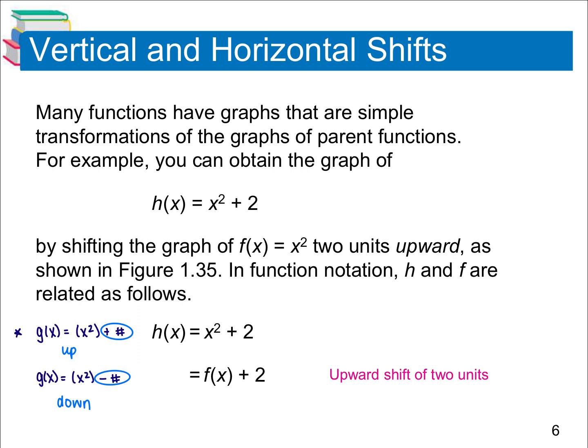If it's plus a number, that means that it's going up that many units. If it's minus a number, that means it's going down that many units. Okay, so again, these are after the parent function. So if you have the x squared plus a number, it means that it's going up that many units. If it's x squared minus a number, you're going down that many units.